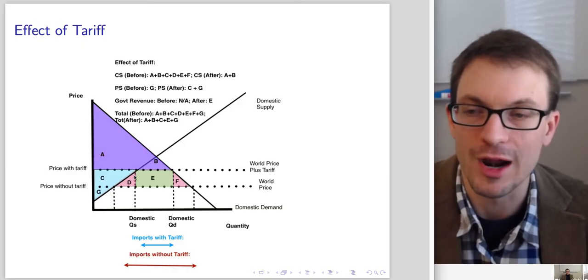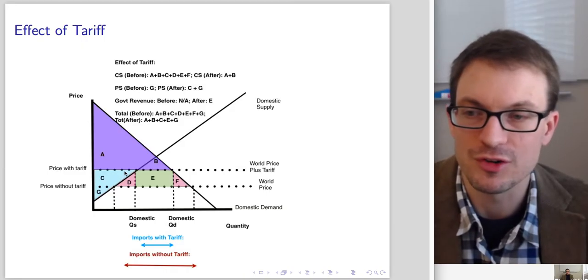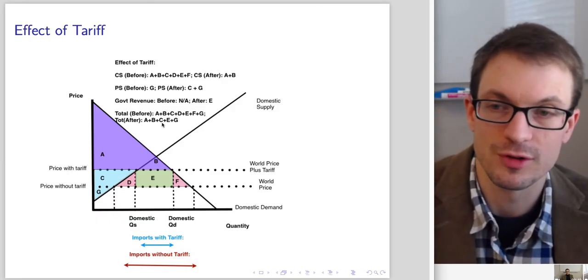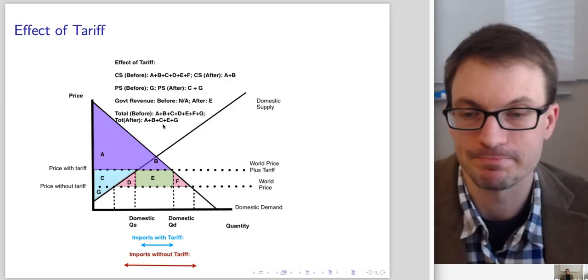That's the problem with a tariff. We are favoring inefficient domestic producers over more efficient foreign producers. So this is good for the domestic producers, bad for domestic consumers, and bad for overall market efficiency.